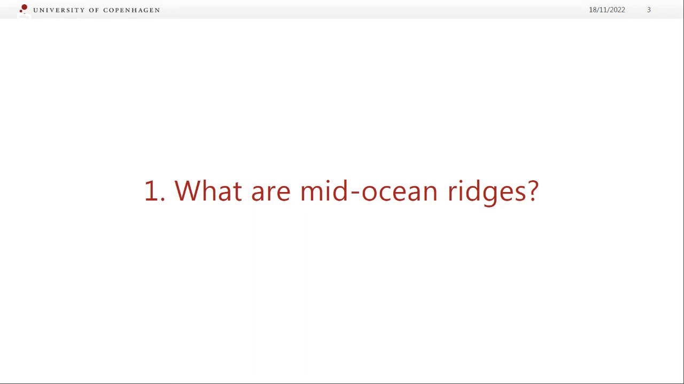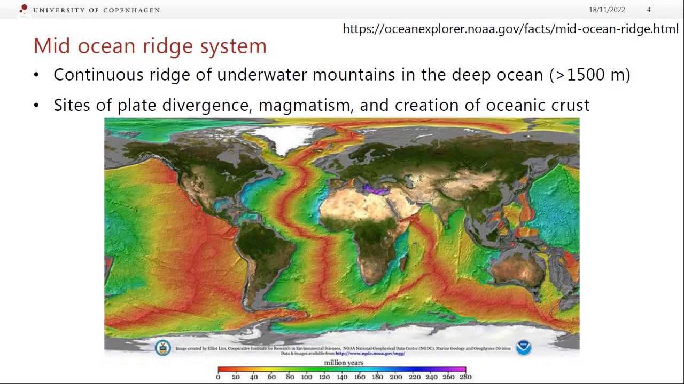All right, so we'll start with what are mid-ocean ridges. The mid-ocean ridge system is a continuous ridge of underwater mountains in the deep ocean. When I say deep, the water depth is generally more than 1,500 meters. There are very few places on Earth where it gets much shallower than that. Iceland is one example, but that's a bit complicated because there's a mid-ocean ridge and a plume. So in general, they're very deep.